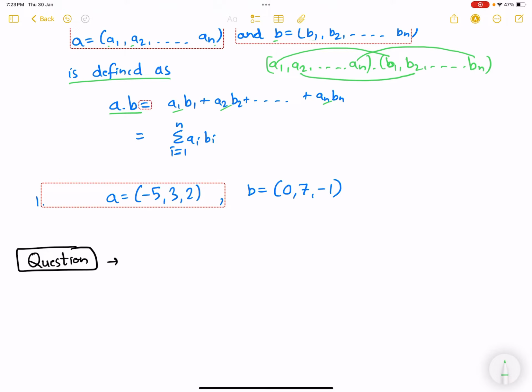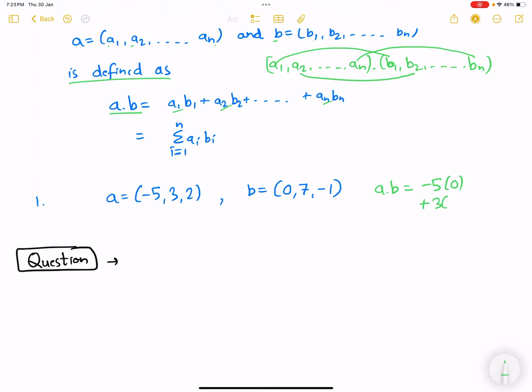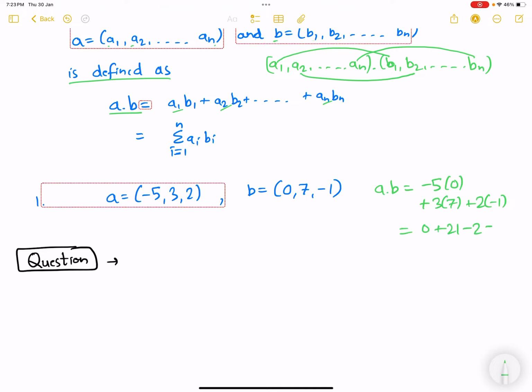Now suppose the vector a is -5, 3, 2 and vector b is 0, 7, -1. So a dot b would become -5 into 0 plus 3 into 7 plus 2 into -1. So this becomes 0 plus 21 minus 2. So a dot b becomes 19.